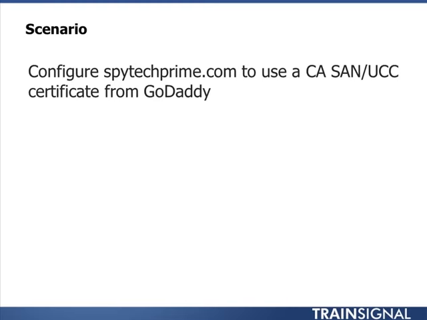We want to move Spytech Prime from a lab environment into a production environment, so the next step is to configure Spytech Prime to use a certification authority SAN or UCC certificate from our ISP, which is GoDaddy. So we're going to use GoDaddy as our certification authority. Here's the process that we're going to go through.